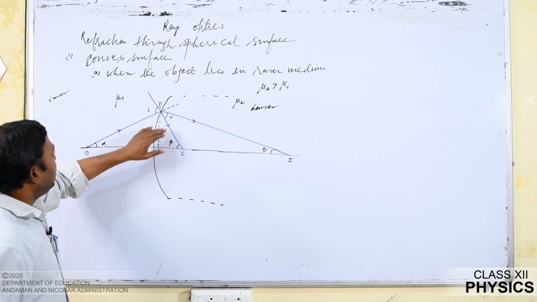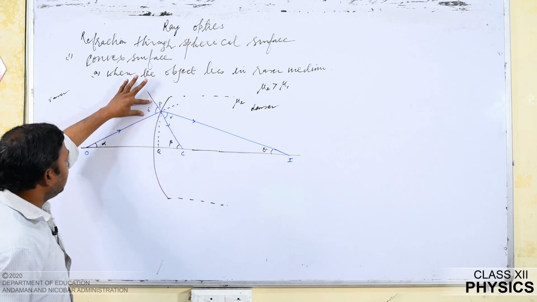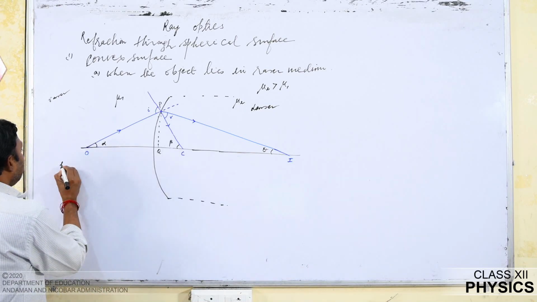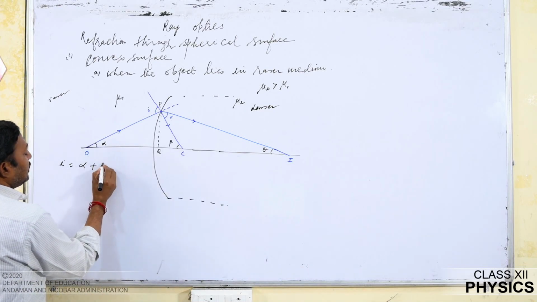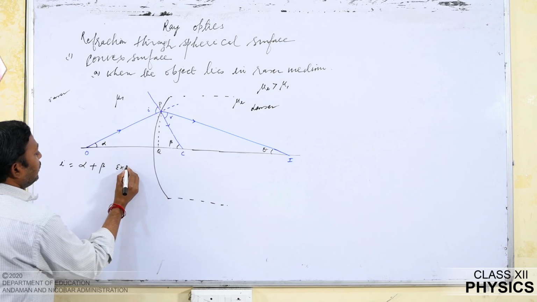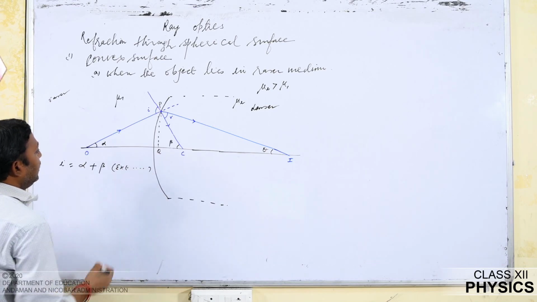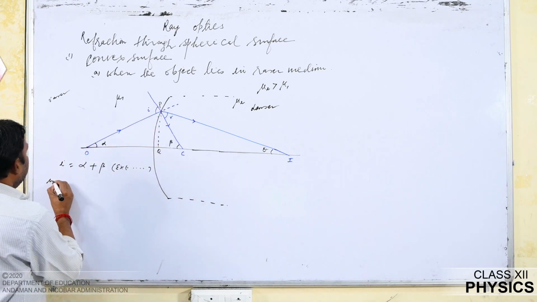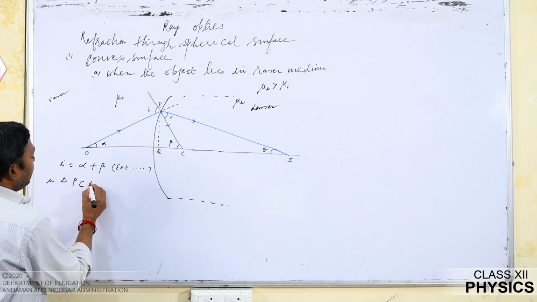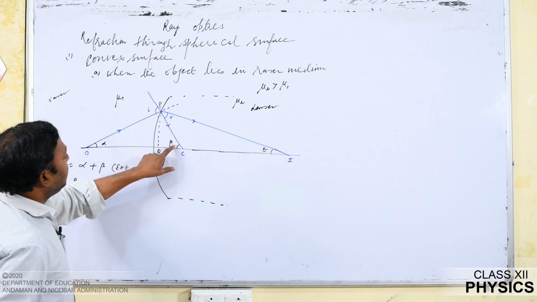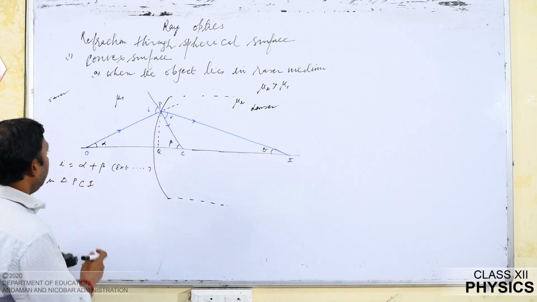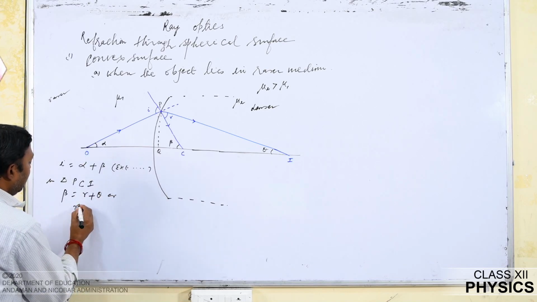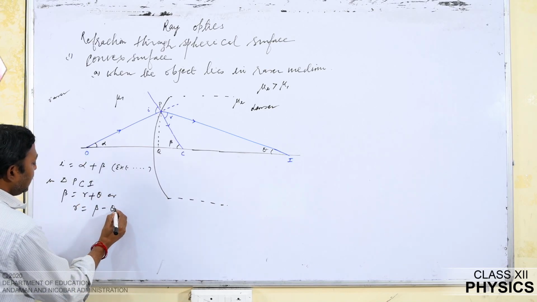In triangle OPC, i is acting as an exterior angle, which is equal to the sum of interior opposite angles. So i is equal to alpha plus beta. Exterior angle is equal to sum of interior opposite angles. Now similarly in triangle PCI, the exterior angle beta will be equal to r plus theta. Beta is equal to r plus theta, or r is equal to beta minus theta.